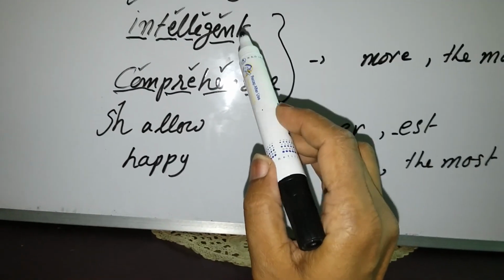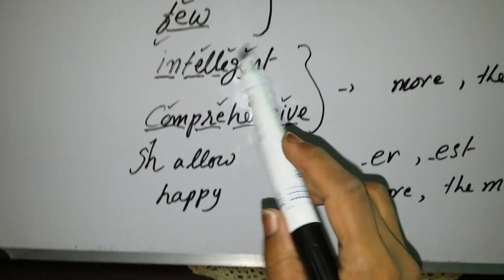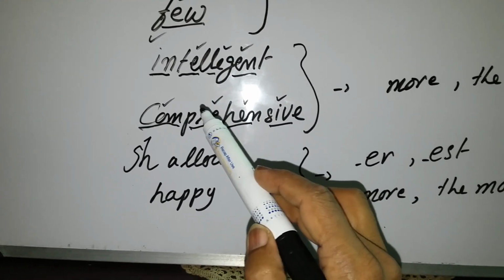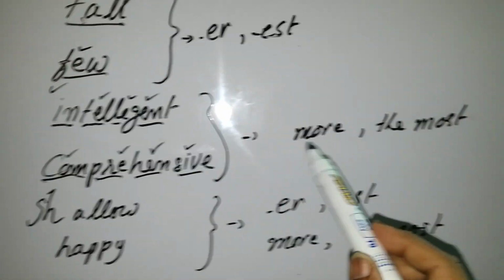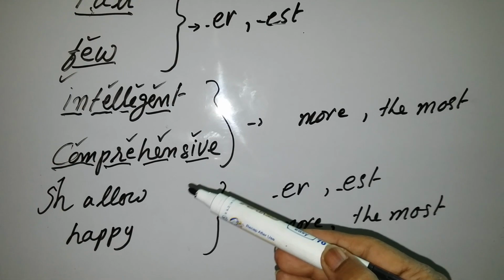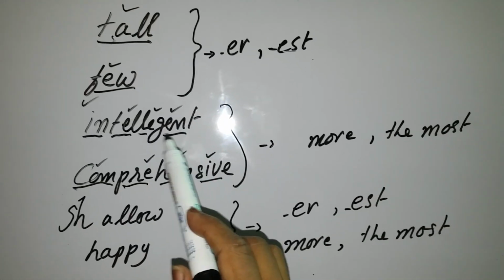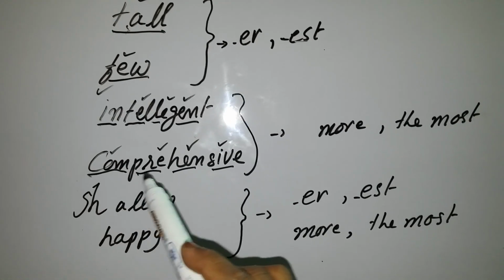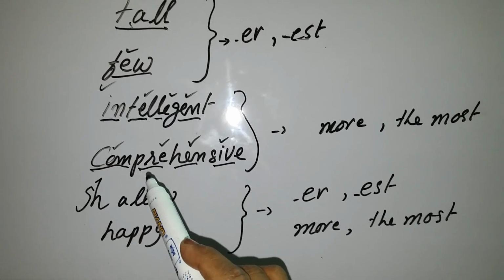So whenever you find any word which has more than 2 units, 3, 4, 5, 6, you will just put more and the most before them for converting them into comparative or superlative degree. How? Intelligent, more intelligent, and the most intelligent. Similarly, comprehensive, more comprehensive, the most comprehensive.